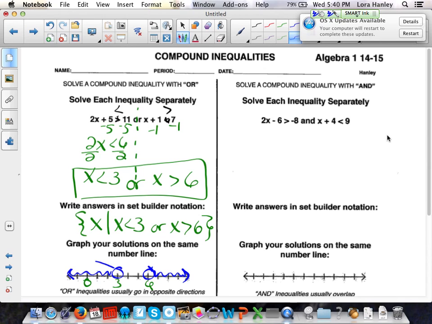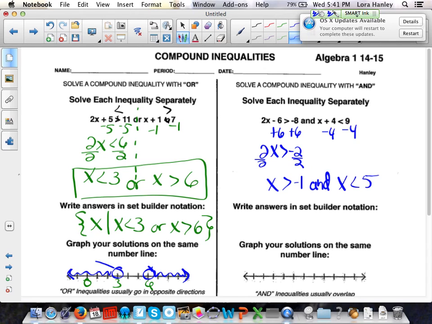Alright, so the second one is with an AND. So here you have your two statements, 2x minus 6 greater than negative 8, and x plus 4 is less than 9. So by solving separately here, adding 6. So 2x is greater than negative 2. Here I'm dividing by 2. Since I didn't divide by a negative though, I'm still not switching my sign. And so x is greater than negative 1. Bring down the word "and", and then the second part, we're taking away 4. So x is less than 5.